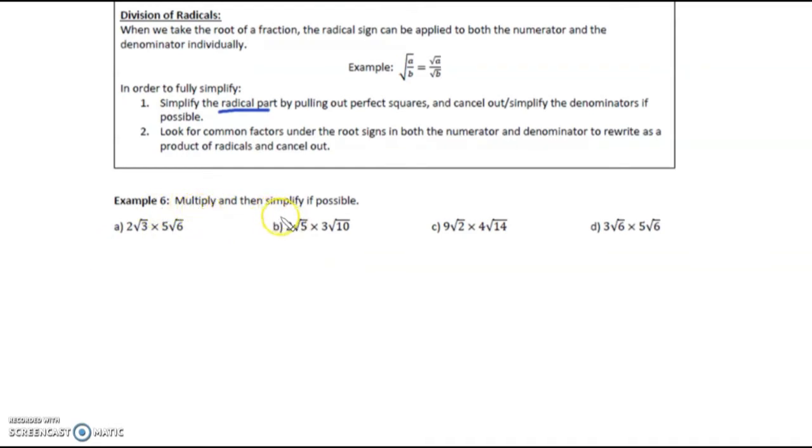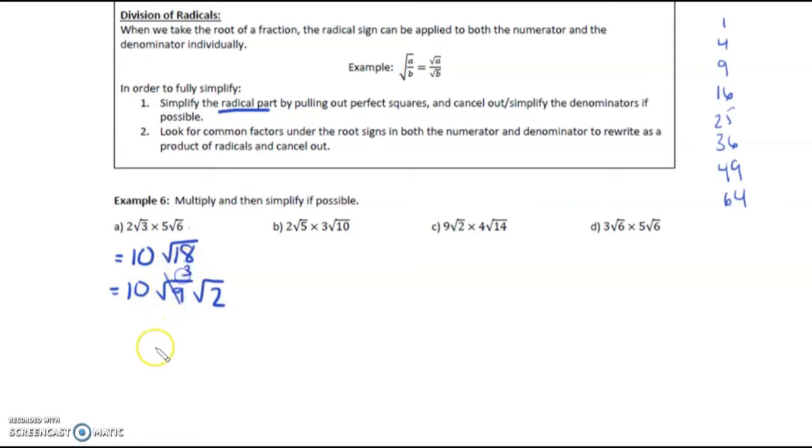Okay, multiply, then simplify if possible. So we have 2 root 3 times 5 root 6. Let's multiply the normal numbers. 2 times 5 is 10. And then 3 times 6 will be root 18. Now we're looking for 1, 4, 9, 16, 25, 36, 49, 64. So we're looking for any factors of 18 that are these numbers. We can break down root 18 into root 9 times root 2. Well, what's root 9? It's 3. So we get 10 times 3, which is 30 root 2.